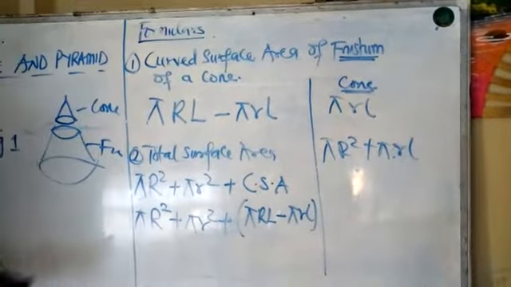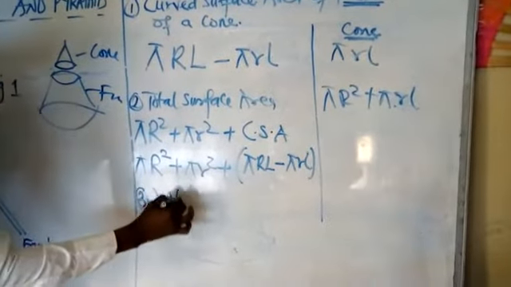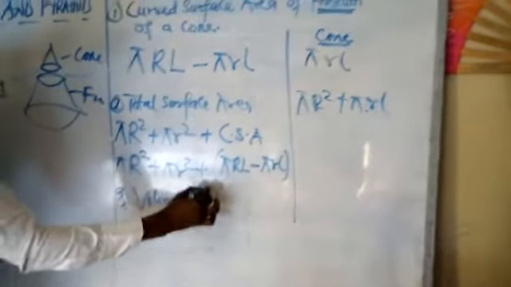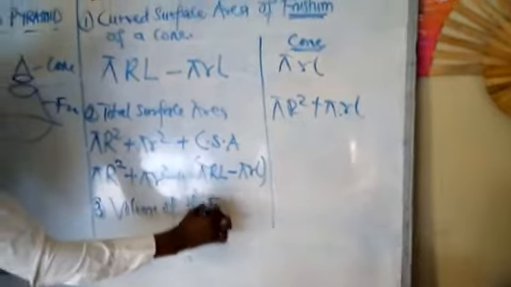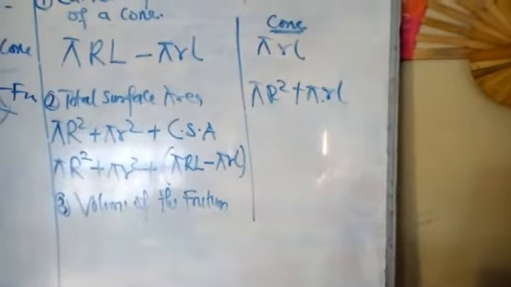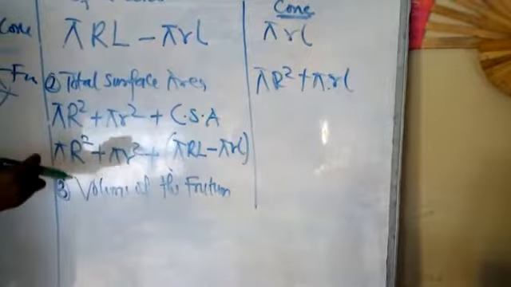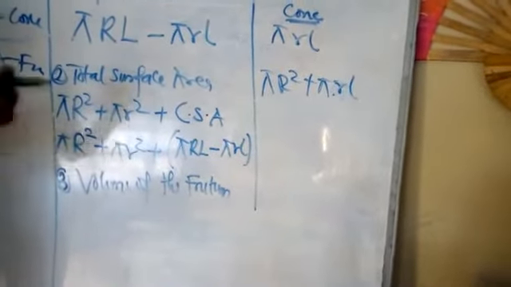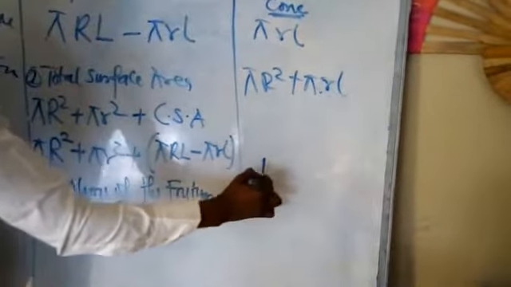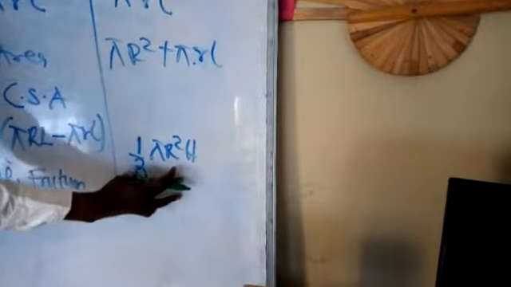So finally, number 3, you can be asked to find the volume of the frustum. You can be asked to find the volume of the frustum of the cone. Now, the formula for calculating the volume of the cone is 1/3 of the base area, πr², times the height h. This is the basic formula for calculating the volume of a cone.